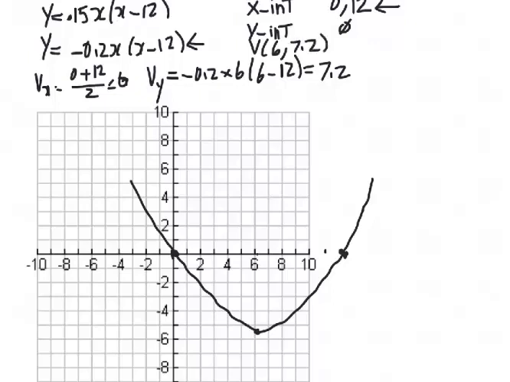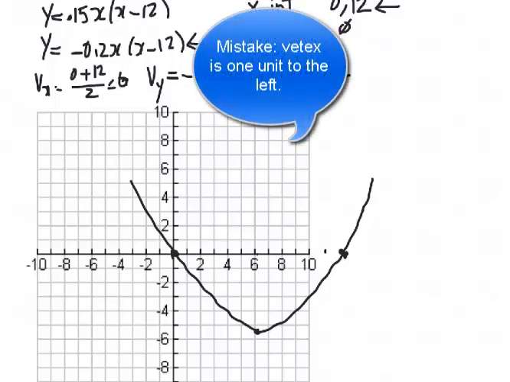Now we're going to go ahead and plot the points. The only difference now is the vertex, which is 6 and 7.2, which is going to be somewhere around here. Now again, I do the same thing. I'm going to connect the points and draw a smooth curve. So it's going to be something like this.